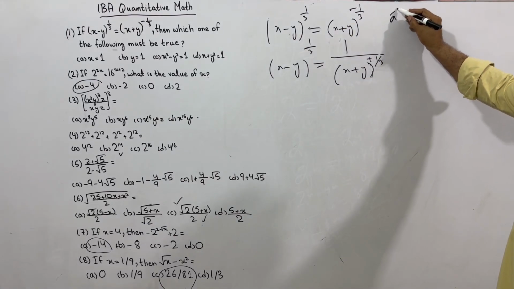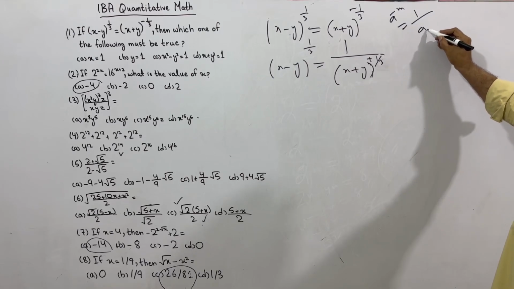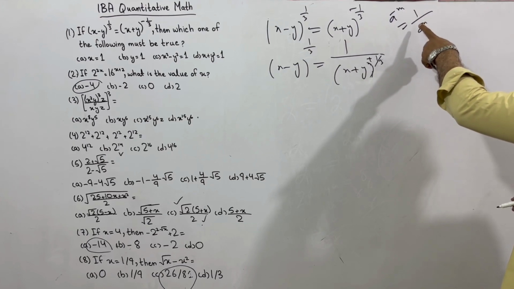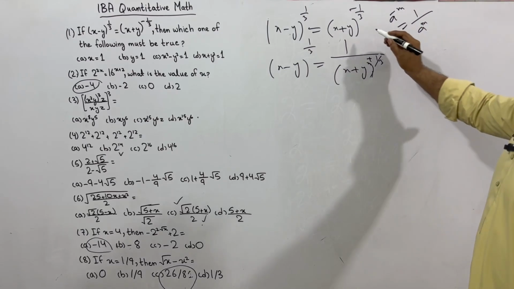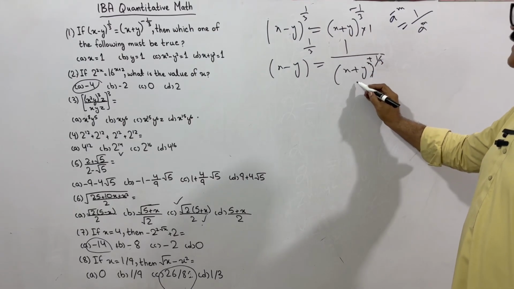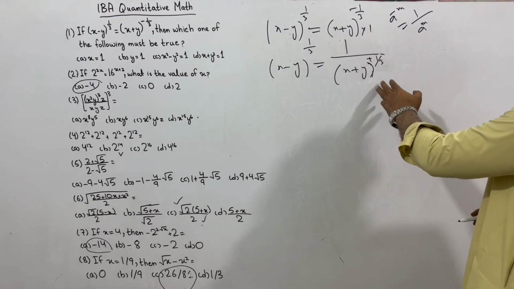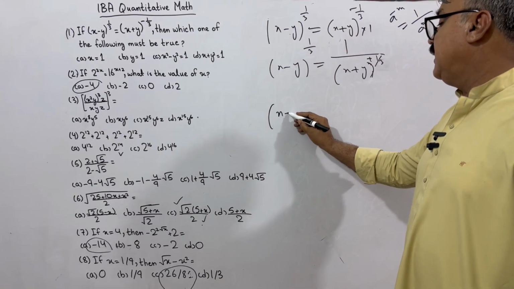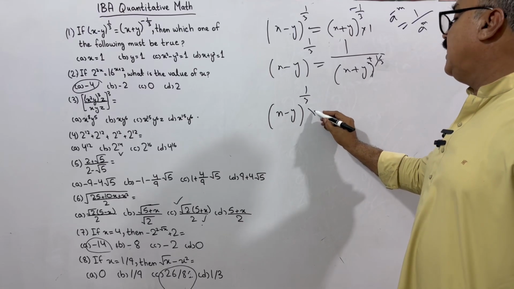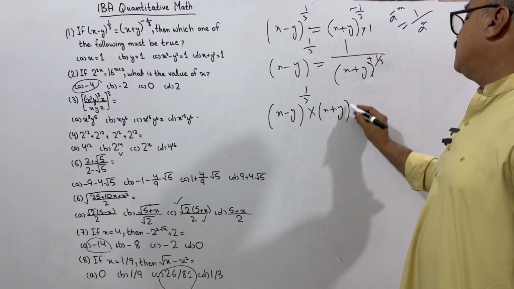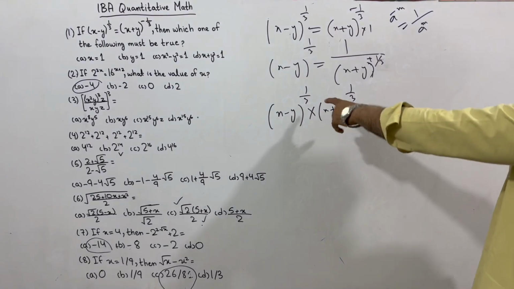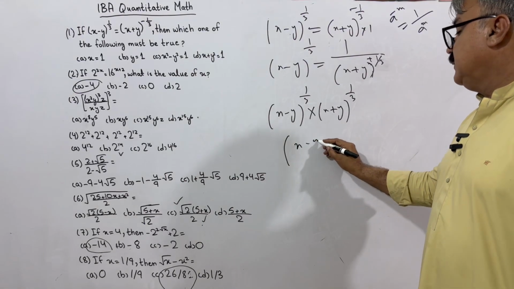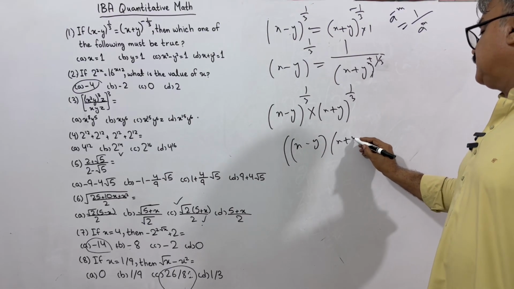So from this, how to turn negative power to positive? Look at this. a raised minus m can be written as 1 divided by a raised m. By the same virtue, I have written 1 divided by (x plus y) raised 1 over 3. Okay. Shift (x plus y) to the left hand side. From division to multiplication, I have (x minus y) raised 1 over 3 times (x plus y) raised 1 over 3. Look at this. Both have the same exponent.